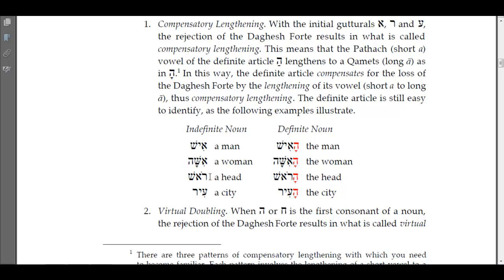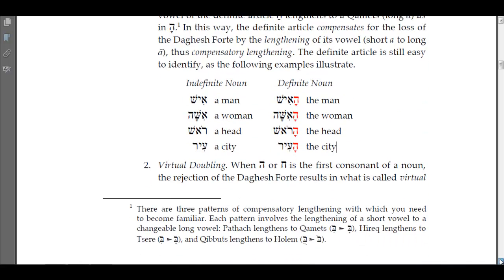Rosh, we have here, Rosh is a head, and we'll say the head. Again, we have the same thing. What would normally be a dagesh in the resh is rejected because of the guttural. The patak lengthens to a qamets. Ir, a city. Ha-ir, the city. So we basically have just what they call compensatory lengthening.